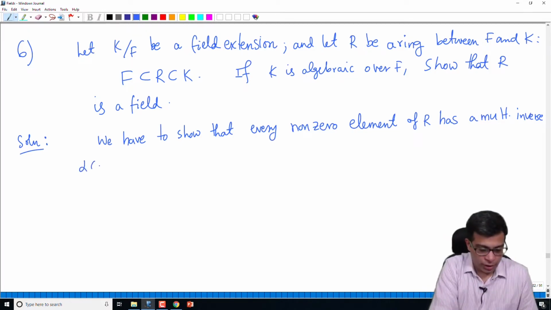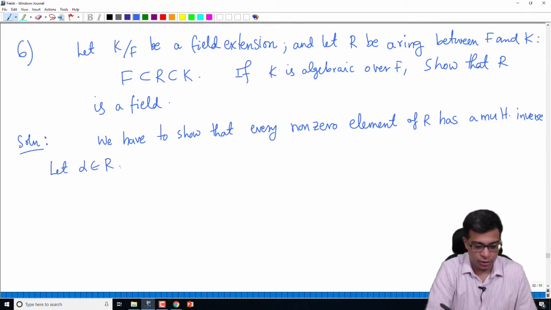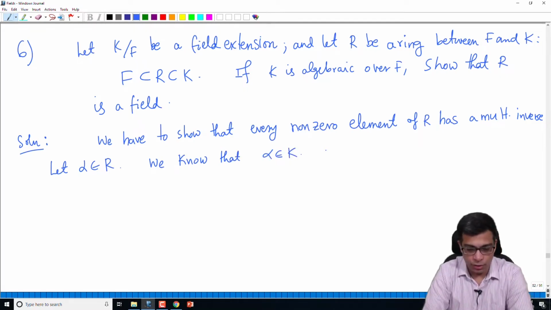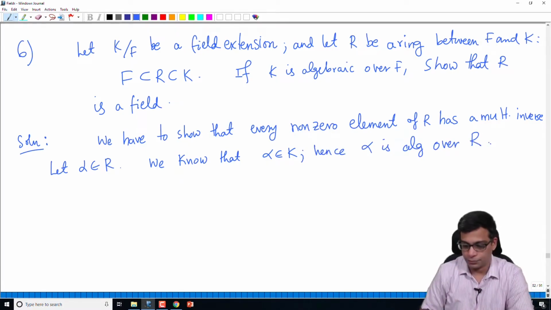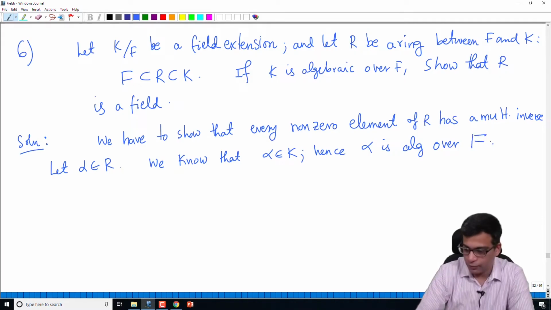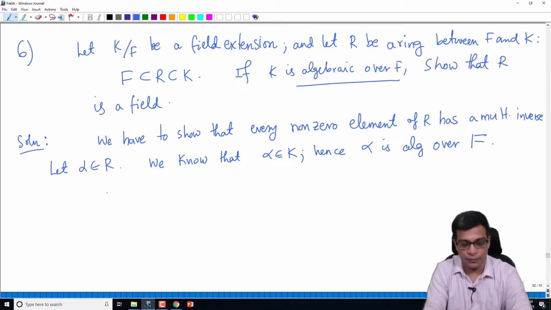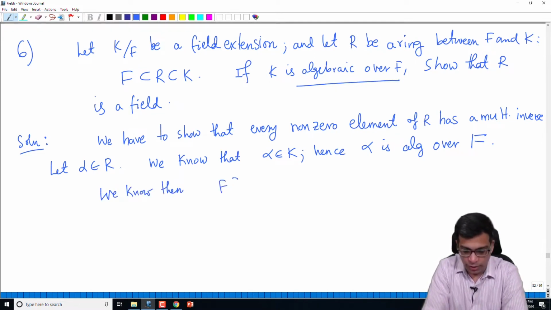Okay, so what do we do? Let alpha be an arbitrary element in R. We know that alpha is in K, right? Because R is a subring of K, and hence alpha is algebraic over, sorry, algebraic over F, because K is algebraic over F, that is the hypothesis. So alpha is algebraic over F. So from the very beginning of the field theory part of this course, we know then that F[alpha] is actually equal to F(alpha).